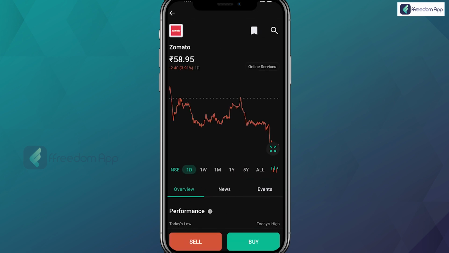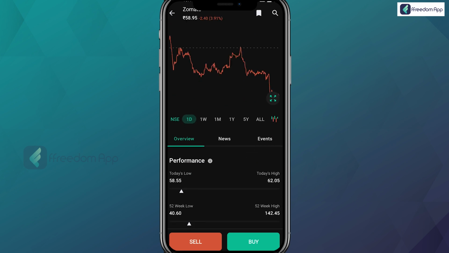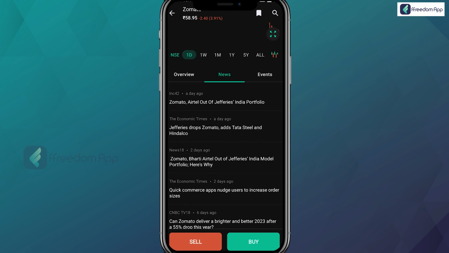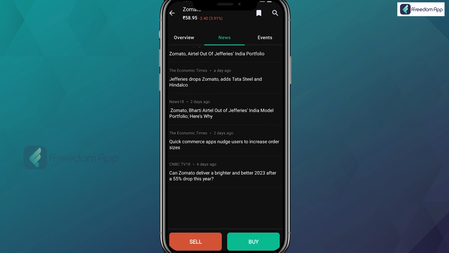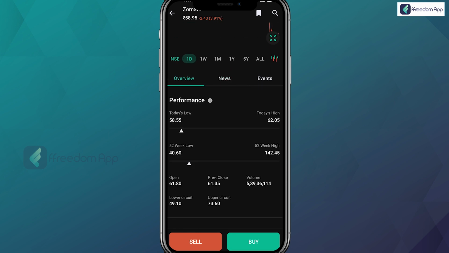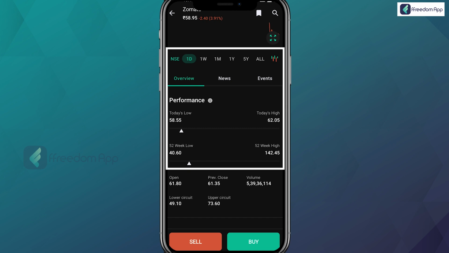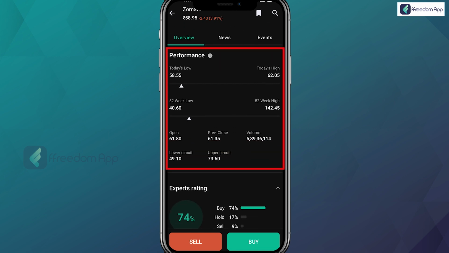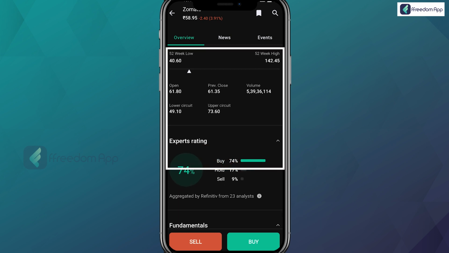So let me open Zomato for you. You can see Zomato has gone down. Before buying anything, you can also check the news here. You can see what Zomato has been in the news for. Is it for a good thing or for a bad thing? Once you have confirmed it, you can see today's low is 58.55 and today's high is 62.05. And the 52-week low and 52-week high are also here. The 52-week low is 40.60 and the 52-week high is 142.45. So it actually has a good amount of space to grow.